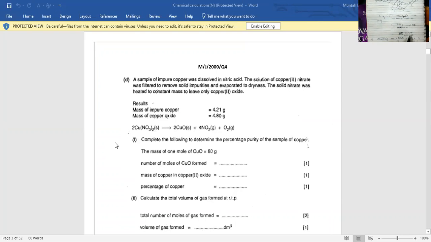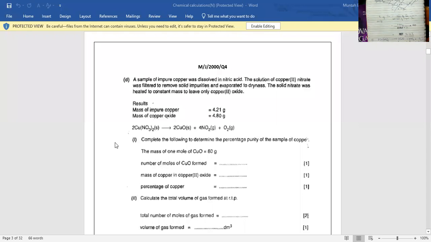Yes, Miss. I also want to ask you another question, how is 80 gram molar mass? Oh, molar mass is the same as the relative formula mass. So they have just added the values from the periodic table. So copper is 64, oxygen is 16. You add 64 and 16, you will get 80. Okay, Miss. Okay. Thank you.